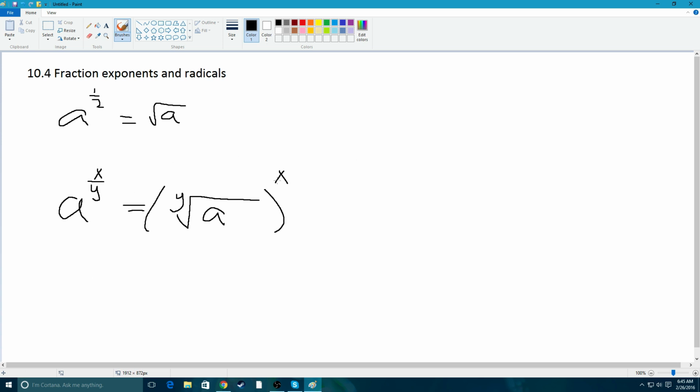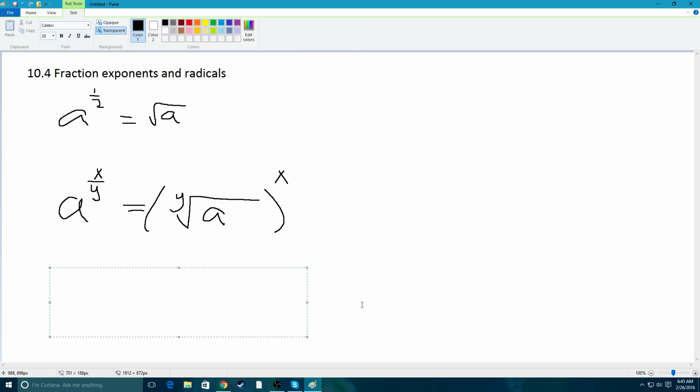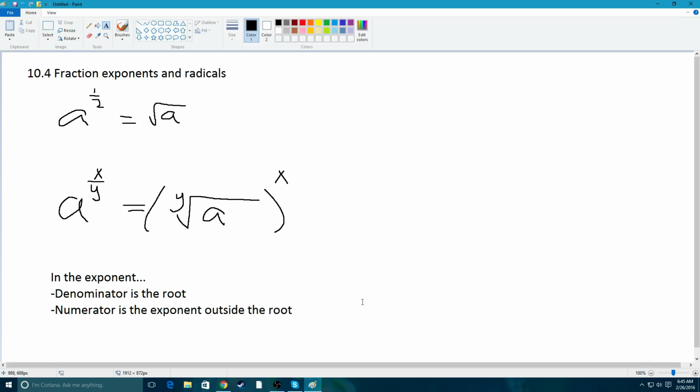So something you can take away from this is, in the exponent, the denominator is the root. What kind of root you're taking? So is it the second root, the third root, the fourth root? The numerator is the exponent outside the root. Okay. So here's an example of it.